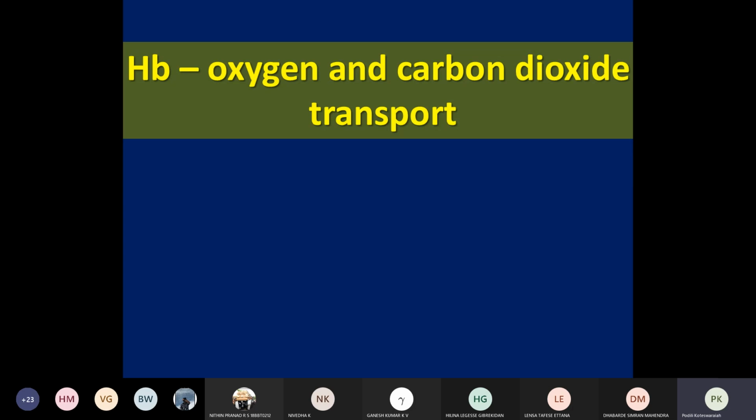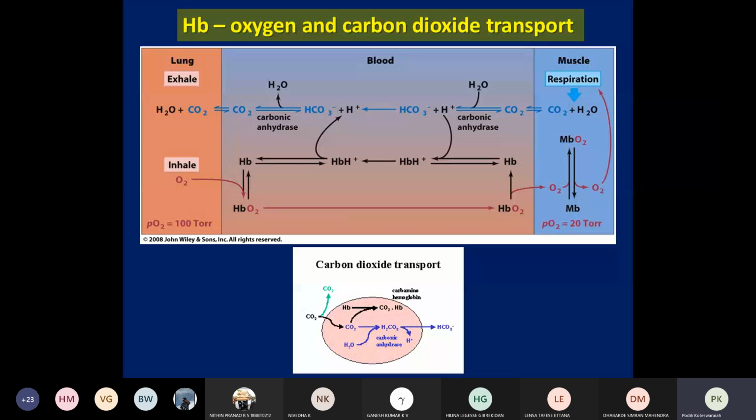Now, we know that the hemoglobin not only transports oxygen, it can also transport carbon dioxide and protons from the tissues to the lungs for the exhalation. In this diagram, you can see that when hemoglobin moves to the lungs, where the partial pressure of oxygen is 100 torr, hemoglobin binds to the oxygen and forms the oxyhemoglobin.